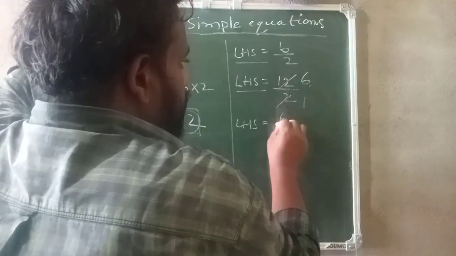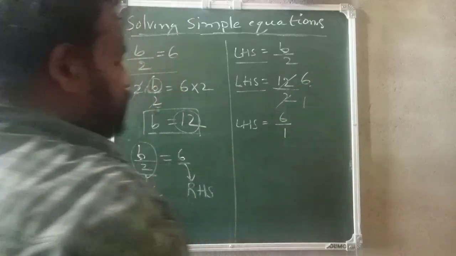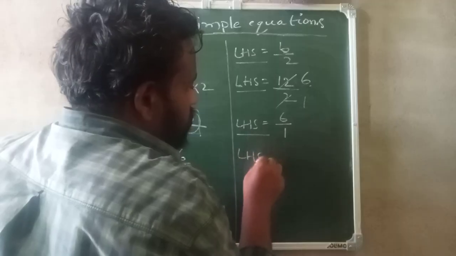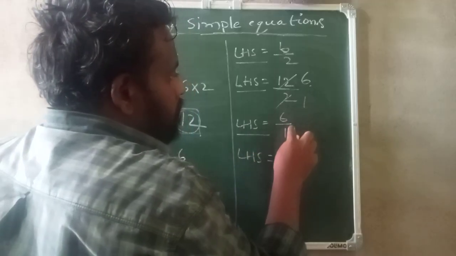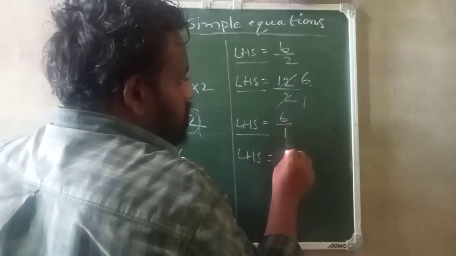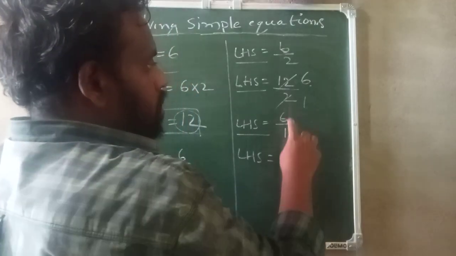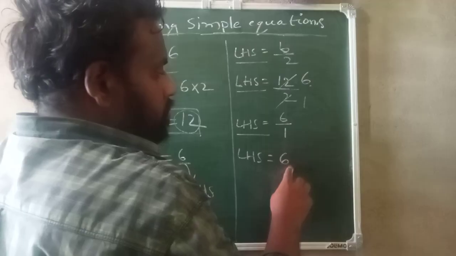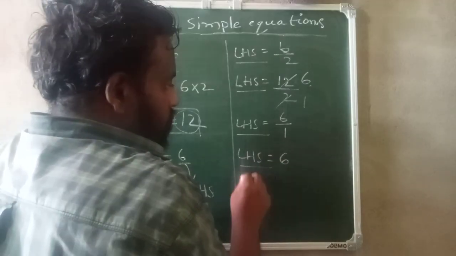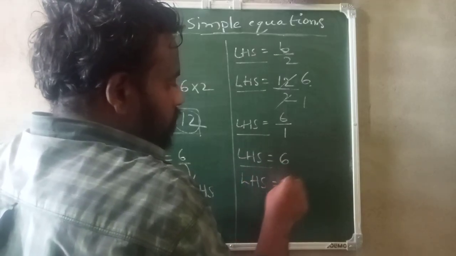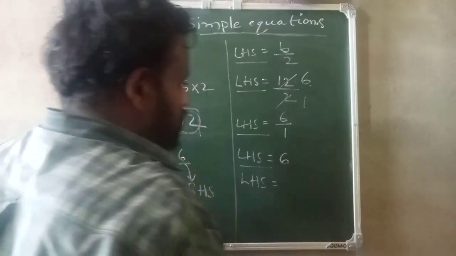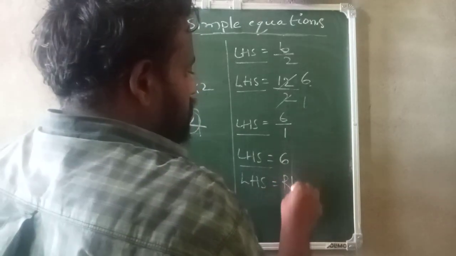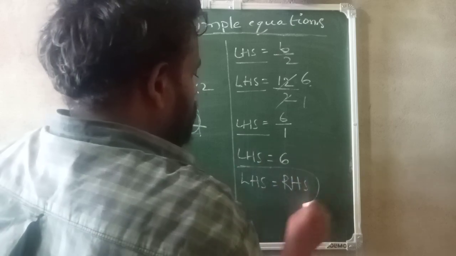Next step, write this LHS is equal to 6 by this 1. So LHS is equal to 6 divided by 1 is 6 only, because any number divided by 1, we get the same number. So LHS is equal to 6. I said 6 is RHS, so in place of 6, I am writing RHS.